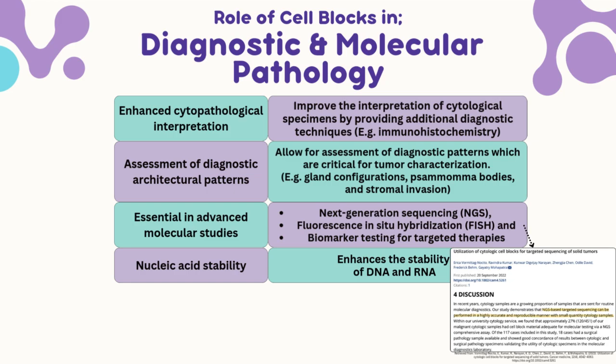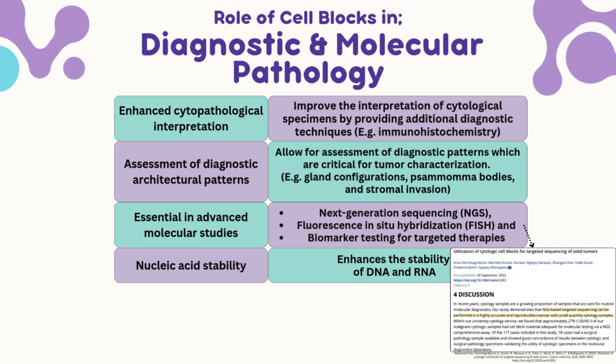Secondly, cell blocks are also used to observe the architectural patterns that are critical for diagnosing malignancies. For example, gland configurations, psammoma bodies, and stromal invasion. Even in low cellularity specimens, cell blocks enhance the diagnostic yield by preserving the cellular architecture and nuclear detail, crucial for identifying features like hyperchromasia, mitotic figures, or nuclear grooves.